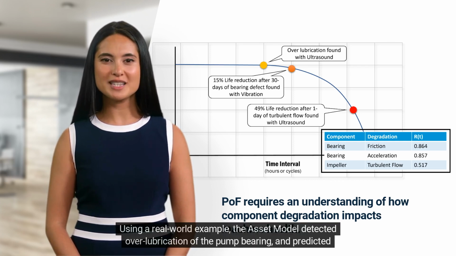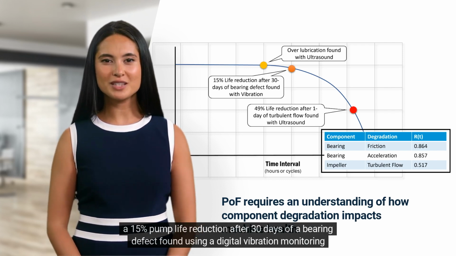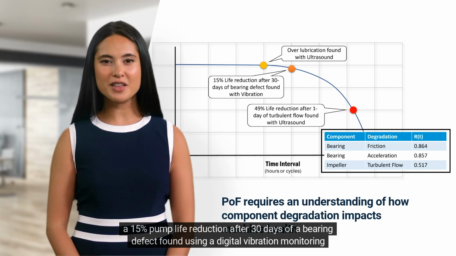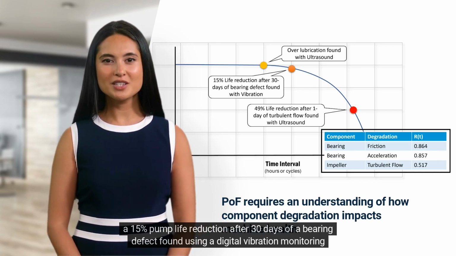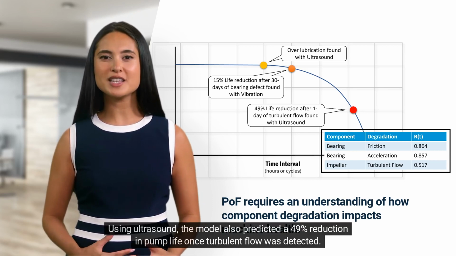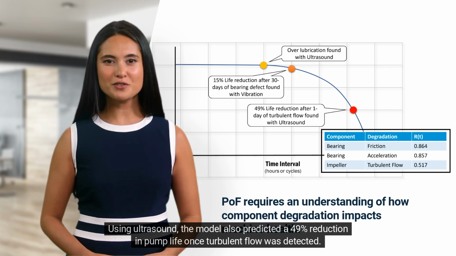Using a real-world example, the asset model detected over-lubrication of the pump bearing and predicted a 15% pump life reduction after 30 days of a bearing defect found using a digital vibration monitoring sensor. Using ultrasound, the model also predicted a 49% reduction in pump life once turbulent flow was detected.